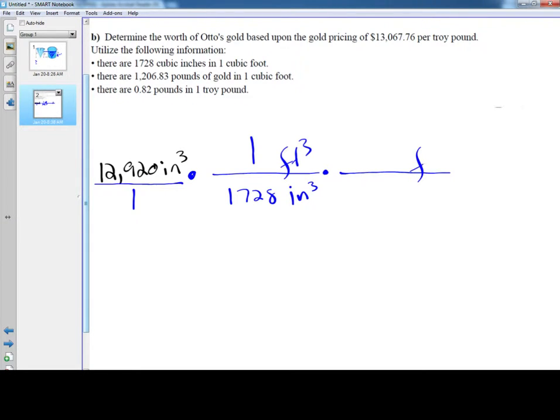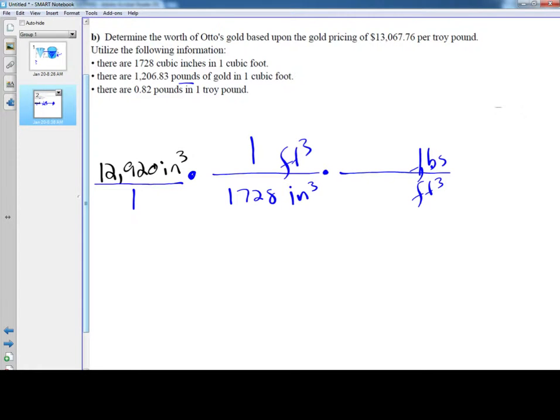Well, if I put it on the top, what's feet cubed times feet cubed? Feet to the 6th, and they're like, what? So it's going to go on the bottom, okay? So feet cubed, and what am I converting to? Pounds? Yeah. So pounds, so LBS, correct?